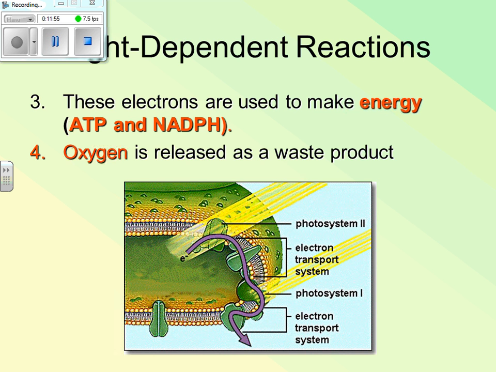But be that as it may, the electrons are excited, and they're used to make these energy storage molecules like ATP and NADPH. The last step, of course, oxygen is released as a gas. So keep in note, the energy from the sun is now stored in these molecules, ATP and NADPH.